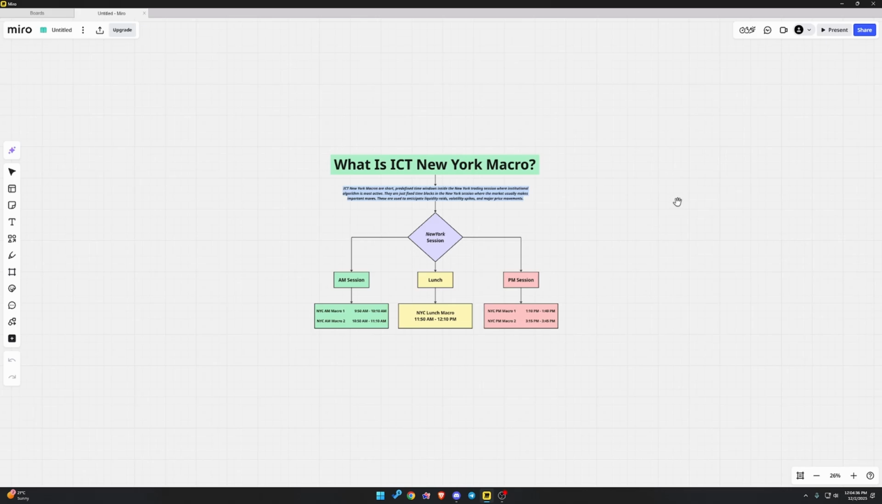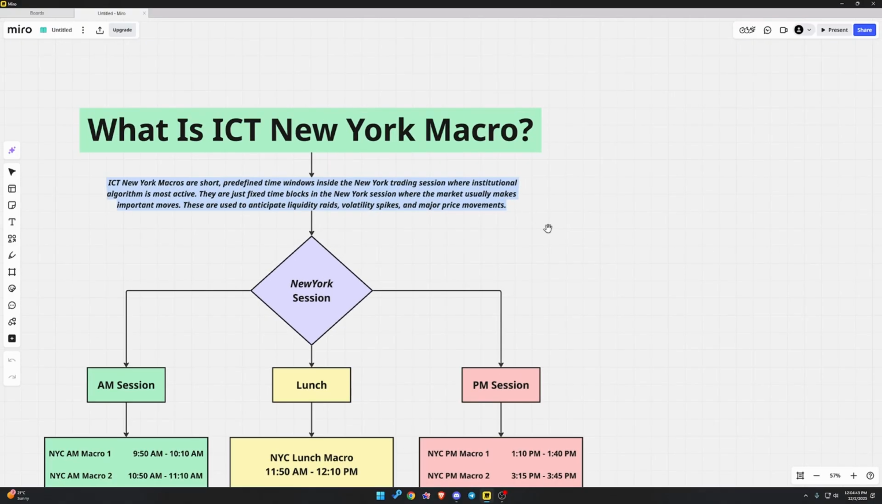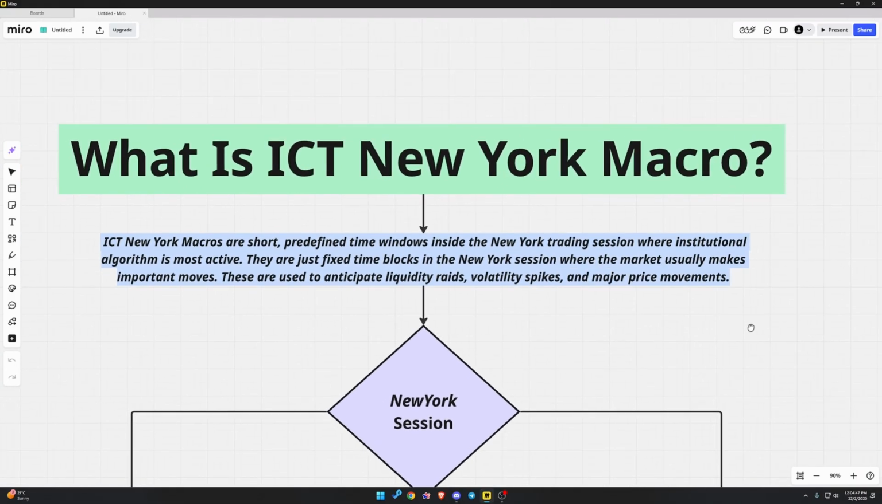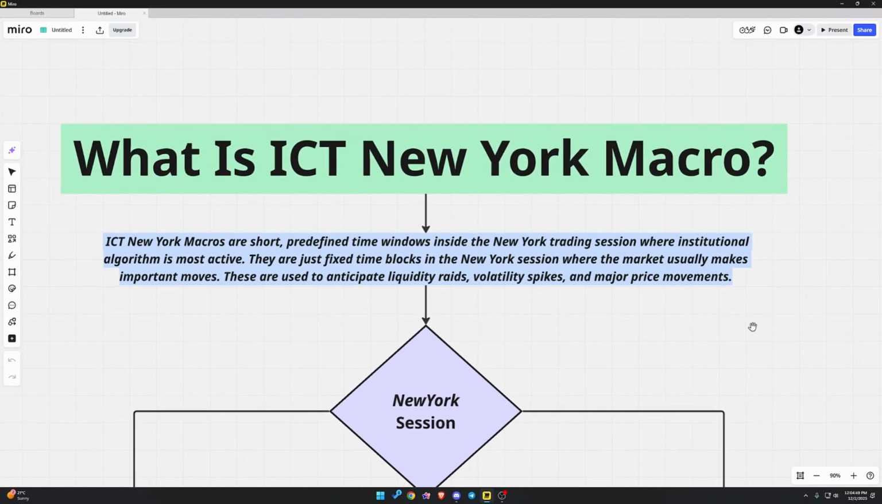Today I will break down what are ICT New York macros. So let's get straight into it. So, ICT New York macros are short, predefined time windows inside the New York trading session where institutional algorithms are most active. They are just fixed time blocks in the New York session where the market usually makes important moves. These are used to anticipate liquidity raids, volatility spikes, and major price movements.